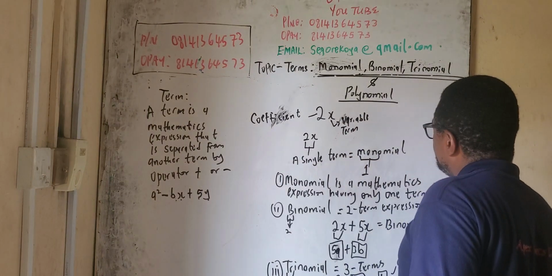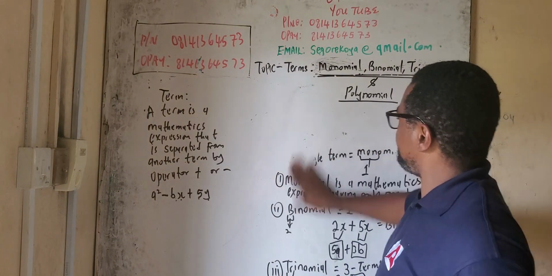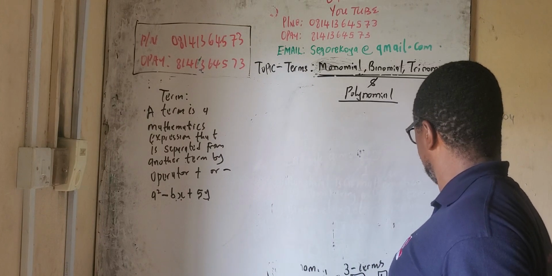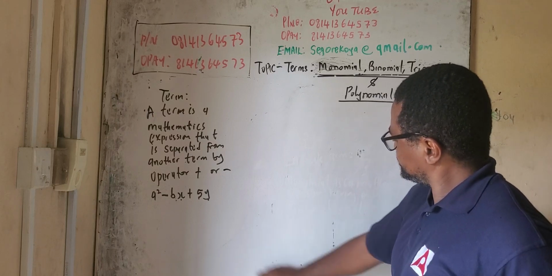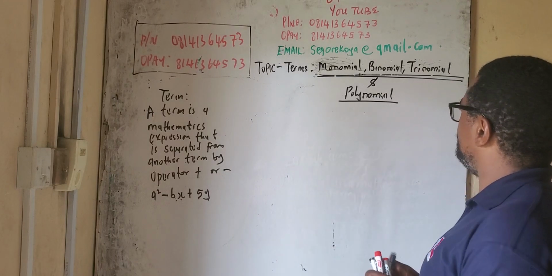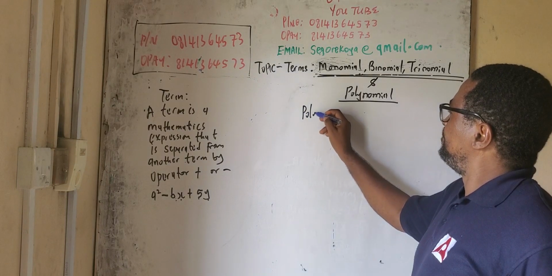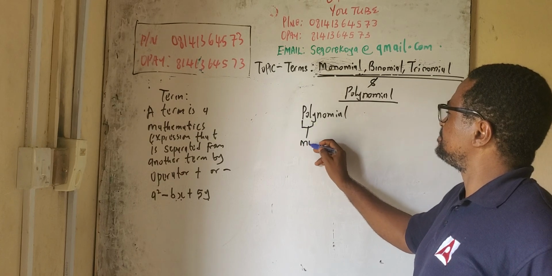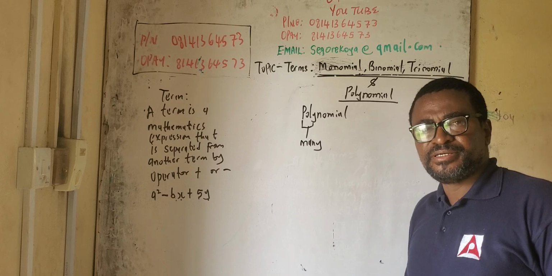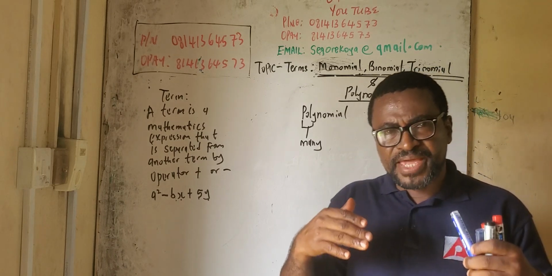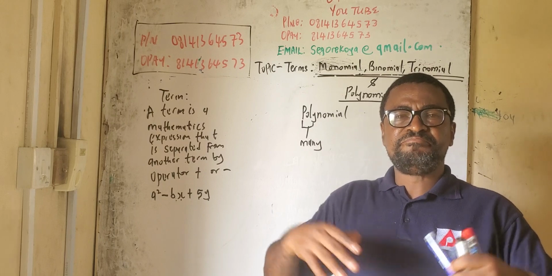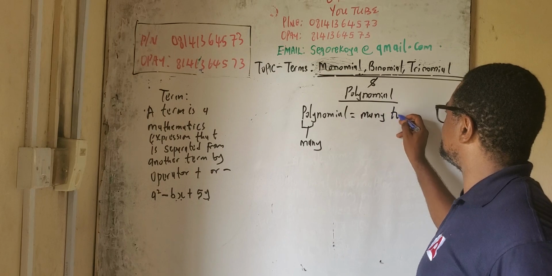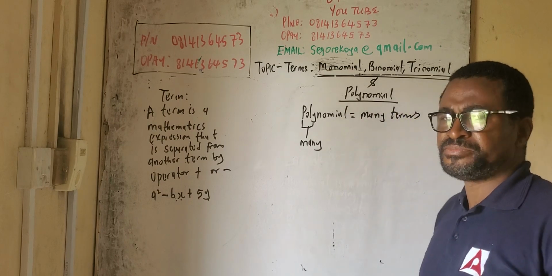So now this brings us to polynomial. The idea of a polynomial. The word poly means many, as in polytechnics. Polytechnics simply means many techniques. So poly means many. So polynomial loosely means many terms. So that means we have more than one term.